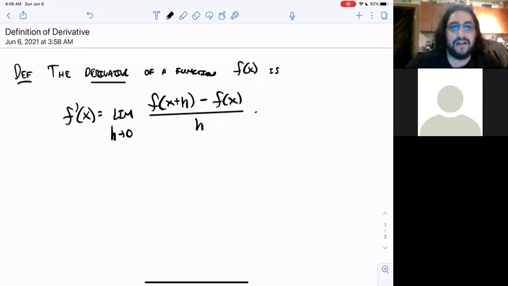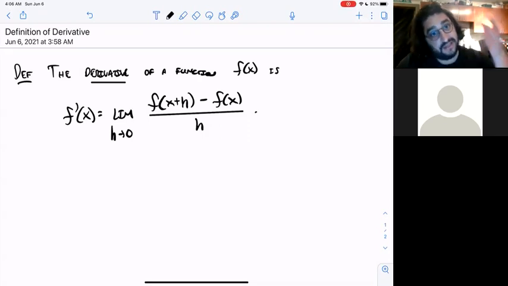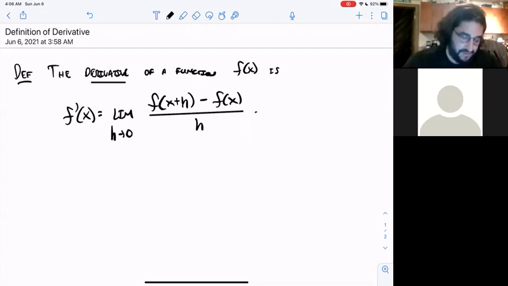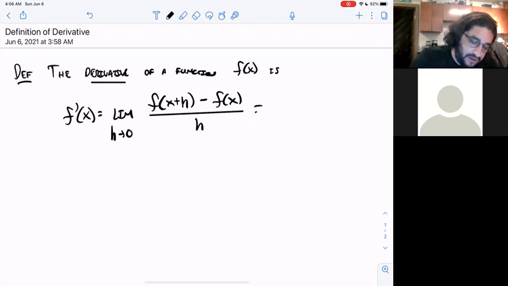All right, so today I want to talk about the definition of the derivative of a function. Very formally, it's defined in terms of limits. f prime, which is our symbol for the derivative, is the limit as h approaches 0 of f of x plus h minus f of x over h, as I have written here.